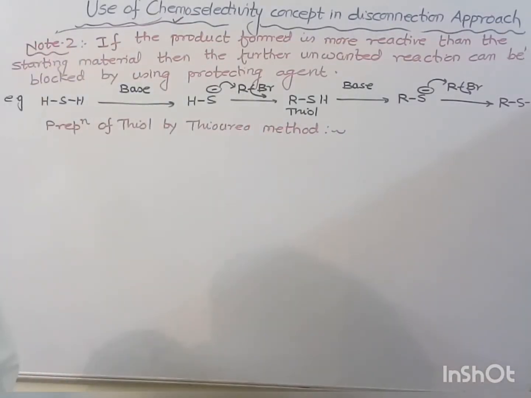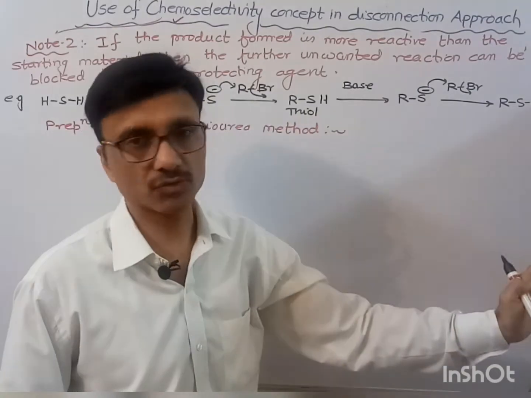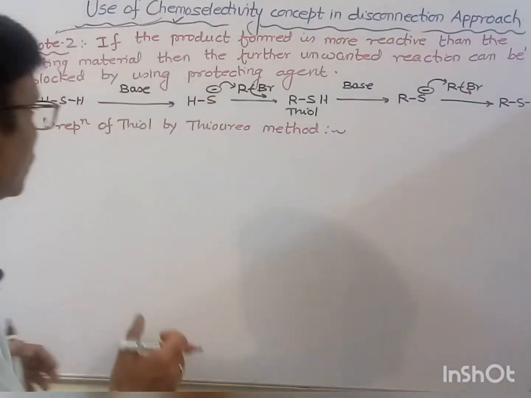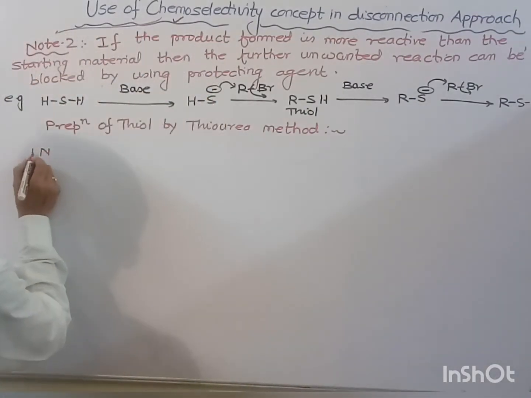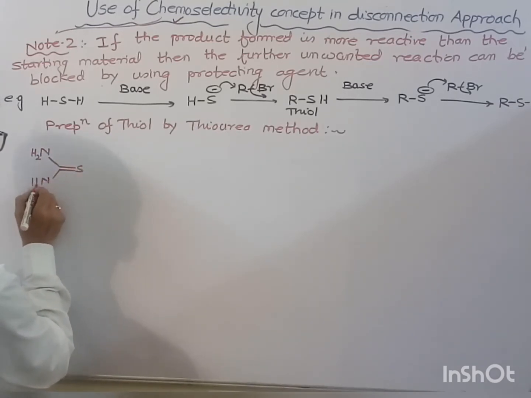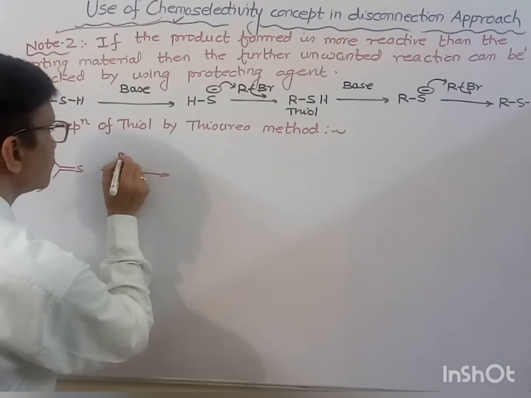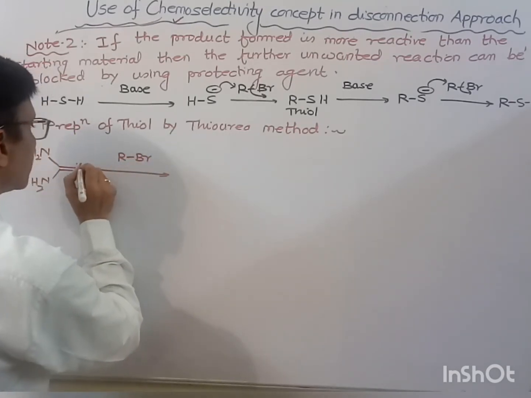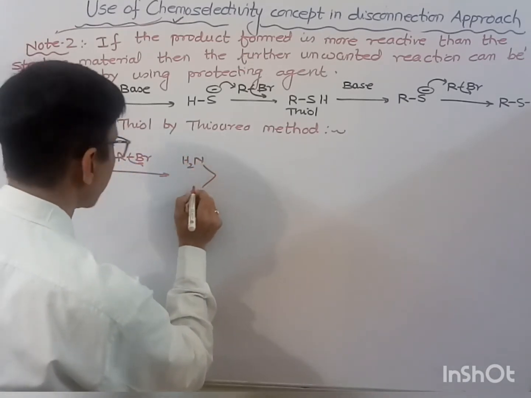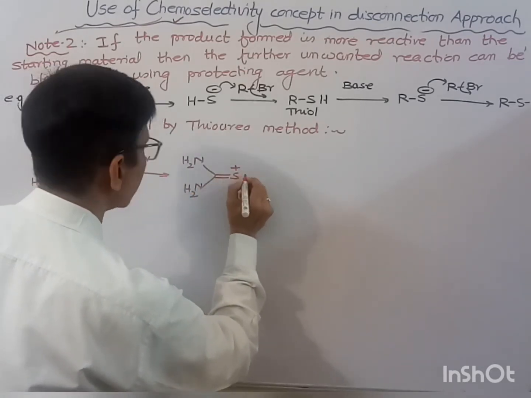So how can we get a thiol, only thiol? We don't want this further product. So we have to protect it so that the unwanted product can be blocked. In this method, if we have thiourea in presence of alkyl bromide, it will give a thiouronium salt.